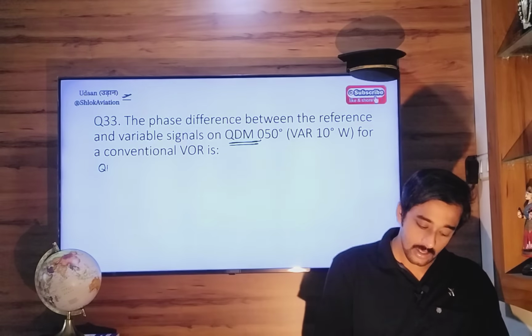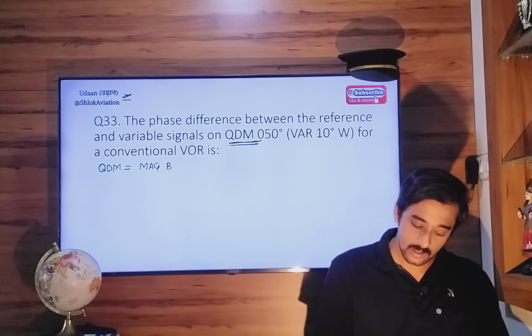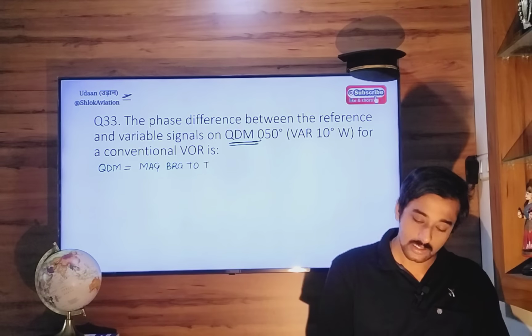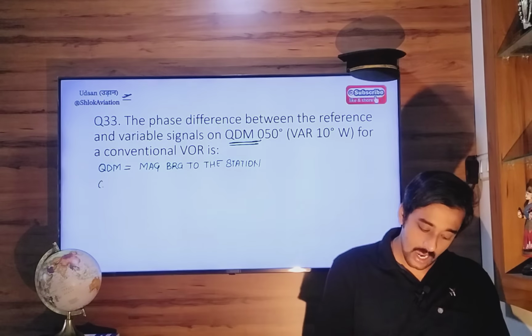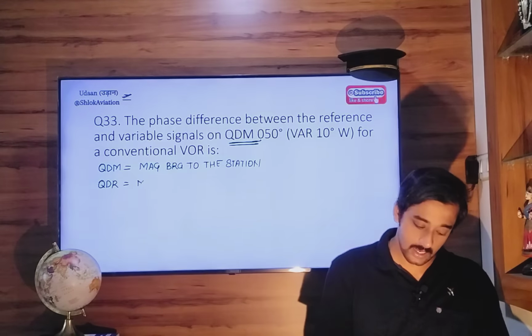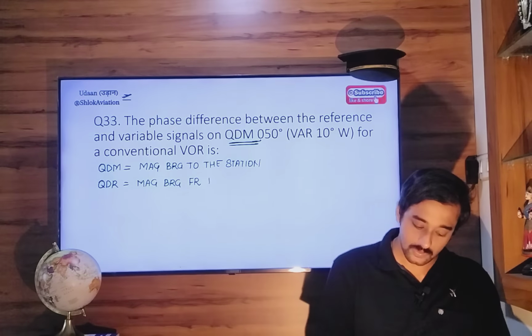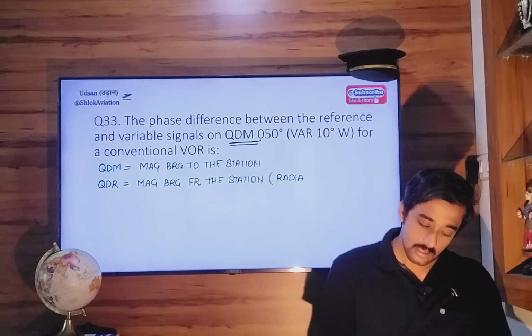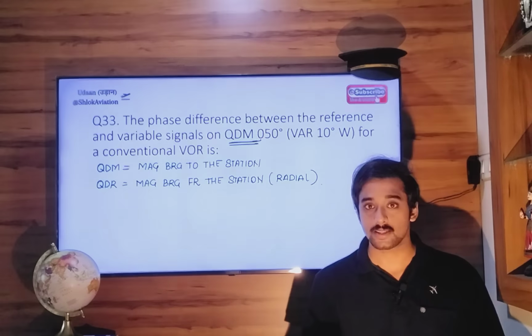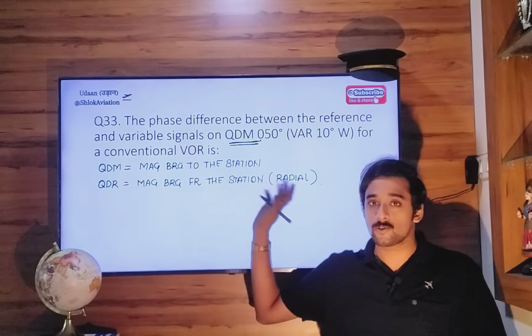What is QDM? QDM is magnetic bearing to the station. QDR is magnetic bearing from the station. This is nothing but radial. Now we are told to find the phase difference. That means we have to find the radial. In other words, we have to find QDR, or we have to find the radial.